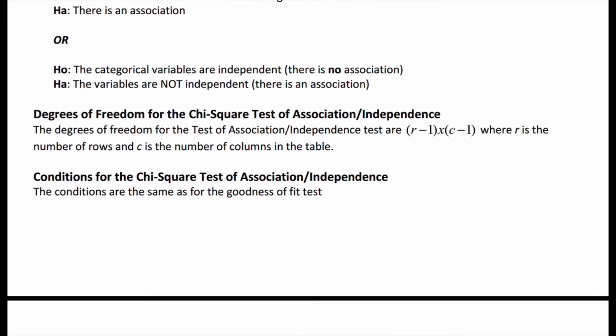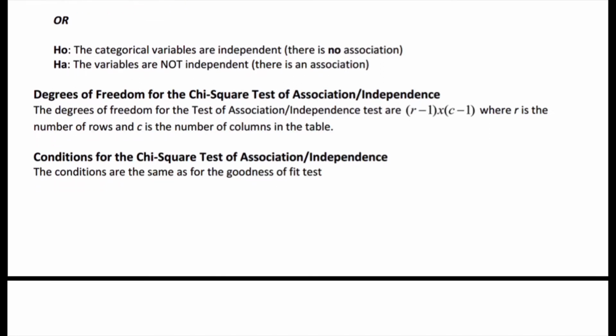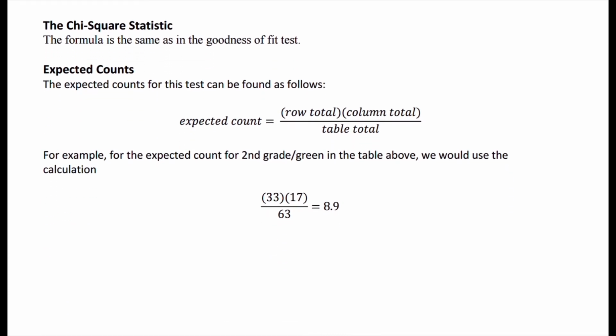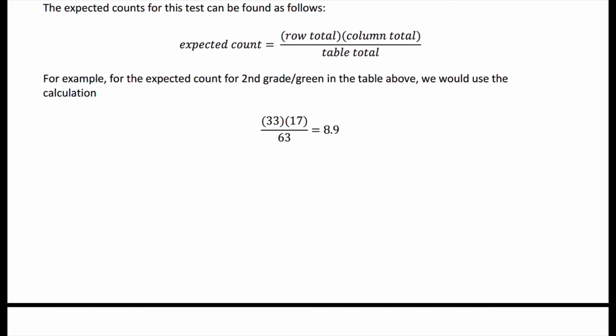Okay, degrees of freedom is going to be a little different. We'll skip degrees of freedom for right now. The conditions are the same as goodness of fit, so we don't have to really talk about that. Formula is the same. Expected counts is different. Expected counts, we use this formula here: row total times column total divided by grand total, or table total. Okay, so this is how we calculate our expected counts, differently than goodness of fit.